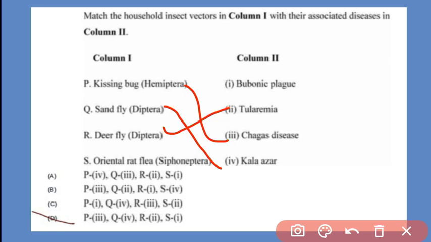The deer fly's scientific name is Chrysops species. Then the oriental rat flea, Siphonaptera. The oriental rat flea, also known as the tropical rat flea, is a parasite of rodents and a vector. They are the causative agent for bubonic plague. Bubonic plague is caused by Yersinia pestis. The scientific name for the oriental rat flea is Xenopsylla cheopis. So this combination is in option D. Option D is the answer to this question.